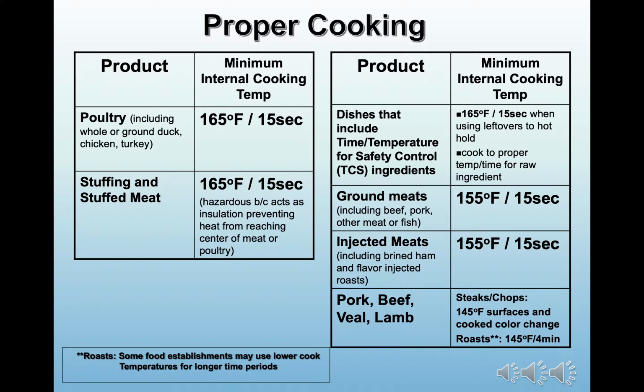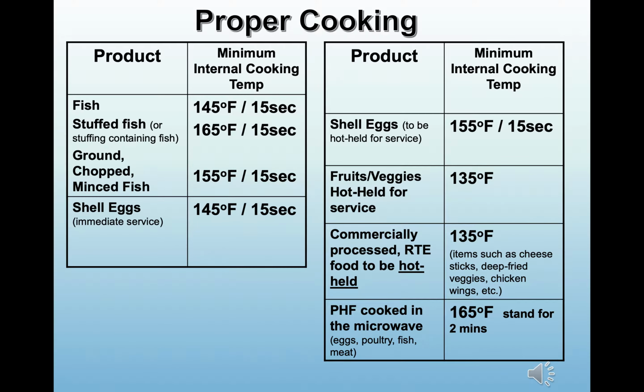Any steaks or chops that are pork, beef, veal, or lamb must reach 145 degrees Fahrenheit on the food surface and must have a noticeable color change on the food surface. For roasts of the previous meats, the internal temperature must reach 145 degrees Fahrenheit for 4 minutes. The internal temperature for fish is 145 degrees Fahrenheit for 15 seconds. Stuffed fish, or fish used for stuffing, must reach 165 degrees Fahrenheit for 15 seconds. Ground, chopped, or minced fish must reach 155 degrees Fahrenheit for 15 seconds.